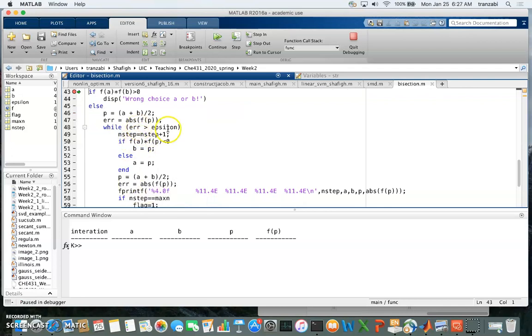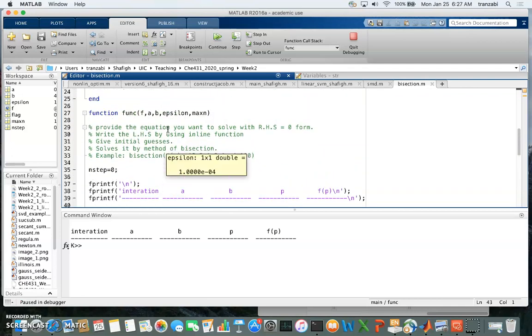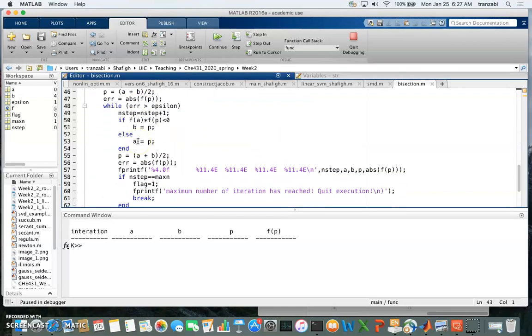As long as the error is bigger than epsilon, the threshold we defined before, we have to iterate. So we iterate, we check FA times FP this time. If less than 0, then we're going to replace B by P. Otherwise, we're going to replace A by P. After that, we're going to find the median or the average of A and B. We're going to call it P, calculate F of P again, and recycle.